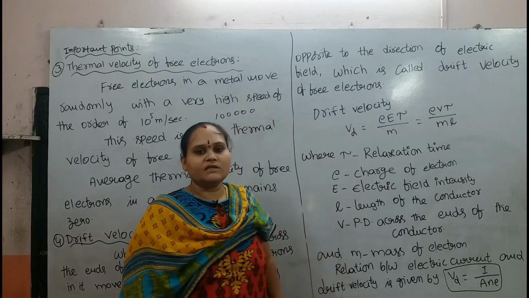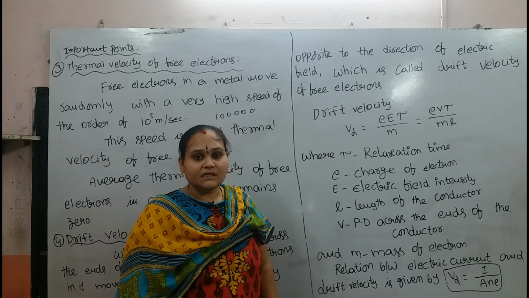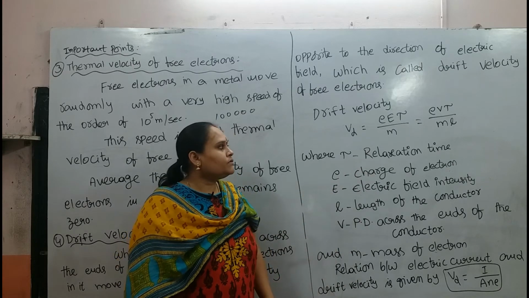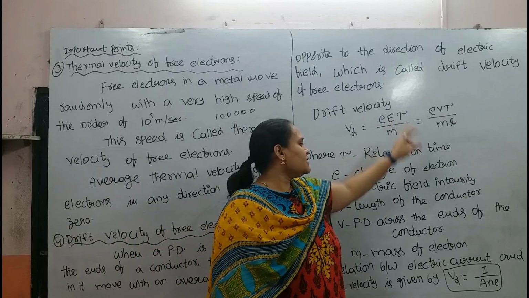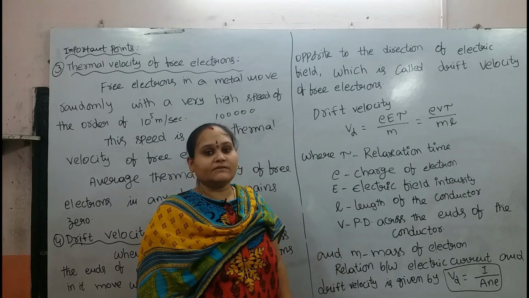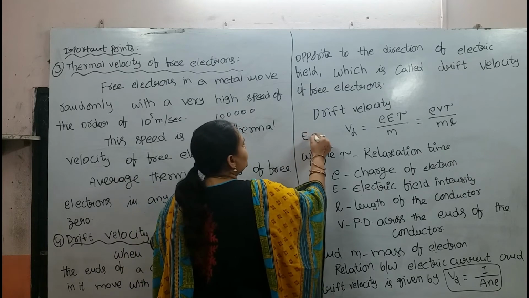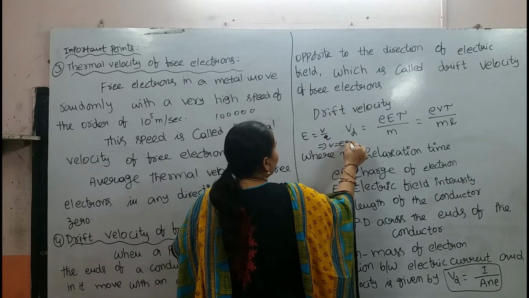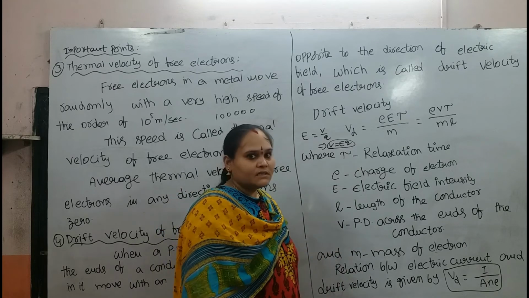Drift velocity V suffix D equal to small e, capital E, tau by m. Here tau is the relaxation time and capital E is the electric field intensity. Electric field intensity can be written as E equal to V by Q. Yes, V equal to EQ. Everybody knows V is the potential difference, E is the electric field intensity, Q is the charge.